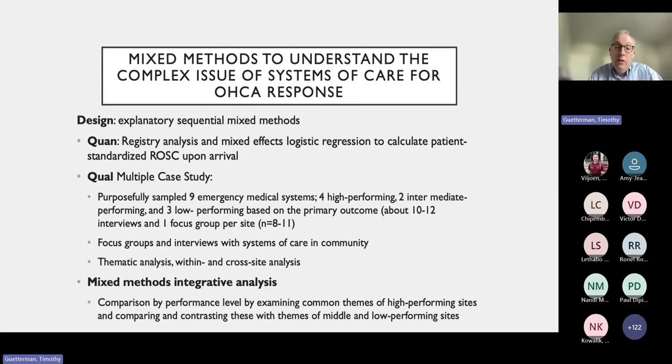So then based on that, we purposefully sampled different emergency medical systems across the state of Michigan. So we identified 4 that were higher performing. They had stronger survival rates, 2 that were medium, and then 3 that were lower performing. And again, that's based on whether individuals had a pulse essentially when they arrived at the hospital.